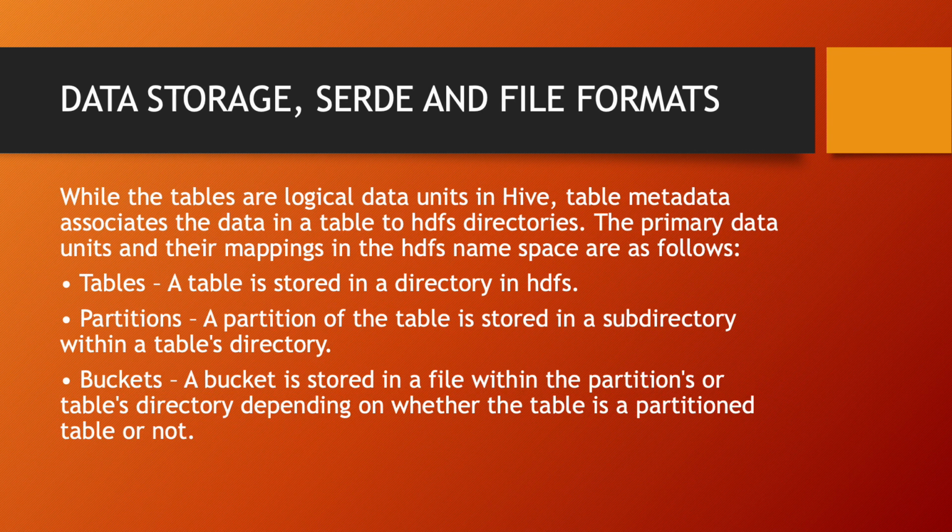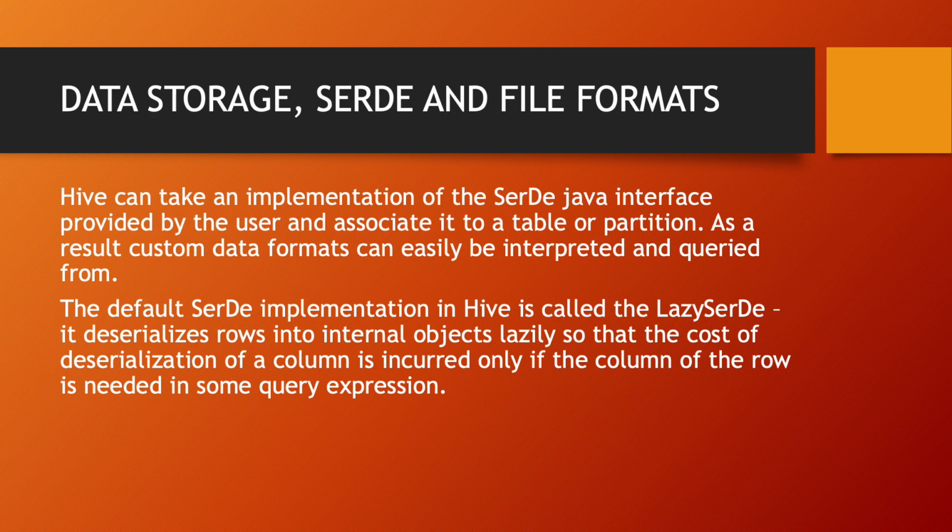While the tables are logical data units in Hive, table metadata associates the data in a table to HDFS directories. The primary data units and their mappings in the HDFS namespace are as follows. Tables: a table is stored in a directory in HDFS. Partitions: a partition of the table is stored in a subdirectory within a table's directory. And buckets: a bucket is stored in a file within the partition's or the table's directory, depending on whether the table is partitioned or not.